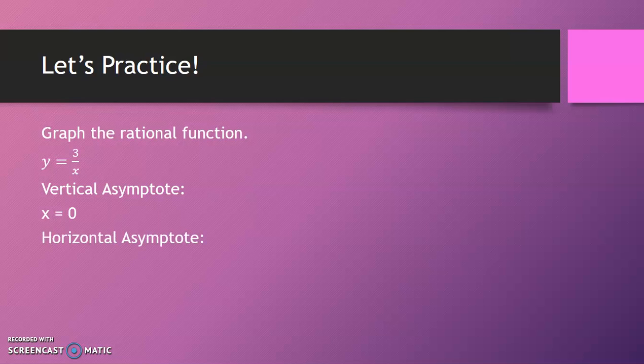For the horizontal asymptote, since there's no number added or subtracted to the end of this graph, it's just 3 over x, y is also going to be equal to 0. So your two asymptote lines are going to be at x equals 0 and y equals 0, which is going to be along the x and y axis.